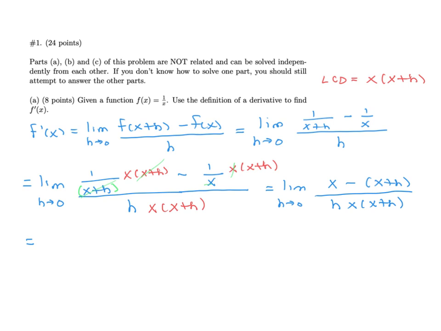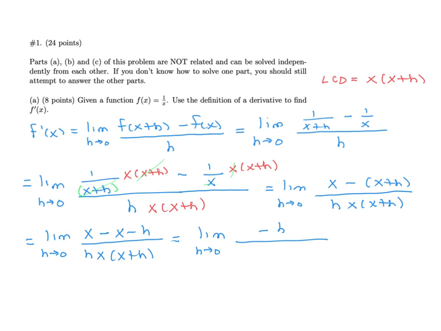Continuing, I see we can distribute the negative in the numerator and simplify, so I'll do that next. This is x minus x minus h over h times x plus h, which is the limit as h goes to 0 of minus h over h times x plus h. I see that I can now cancel this h with that, leaving just 1 in the numerator. And so this is the limit as h goes to 0 of negative 1 over x times x plus h.